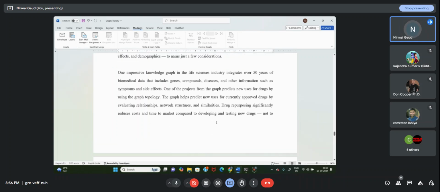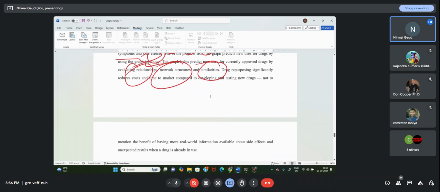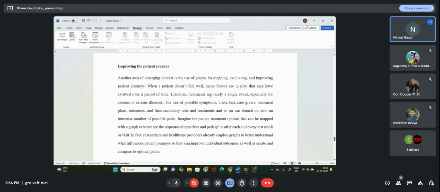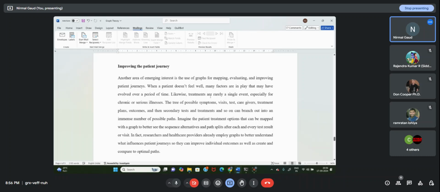So if you have good knowledge about the graph, it can integrate over 50 years of biomedical data and include genes, compounds, diseases, and other information such as symptoms and side effects. We can have a good exploration. We can make a graphical representation or topology, and we can try to identify similarities, find relationships, and build a network structure. All we can do with the help of a graph. It's all possible. So that's one of the use cases, or applications, of how graphs are helpful to us.